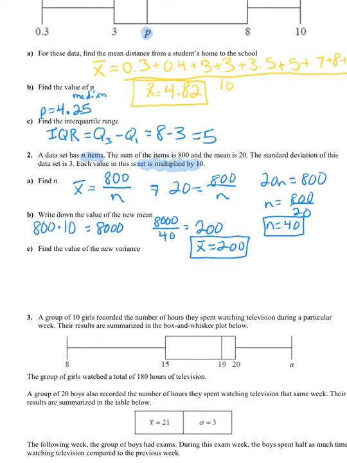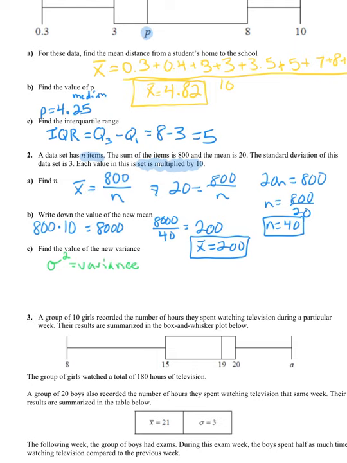And then the last one, find the value of the new variance. Variance was something we talked about briefly. I just kind of covered it and moved on. But how do you find variance? It had something to do with the standard deviation. Do you guys remember? It was actually just the standard deviation squared. So if you're ever looking for variance, you just take the standard deviation and you square it.